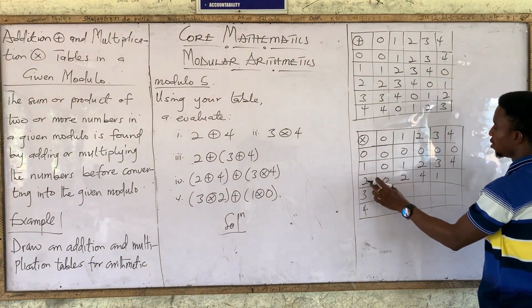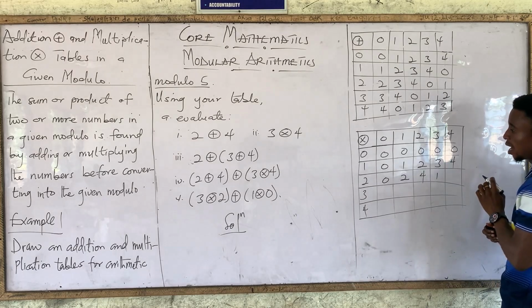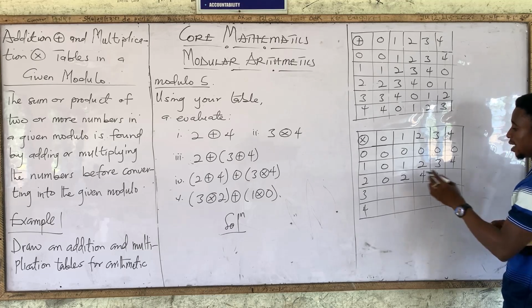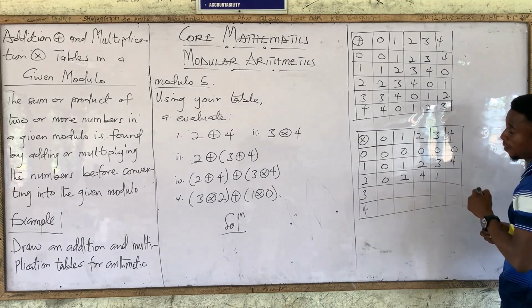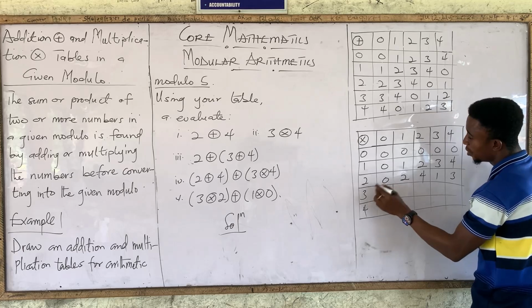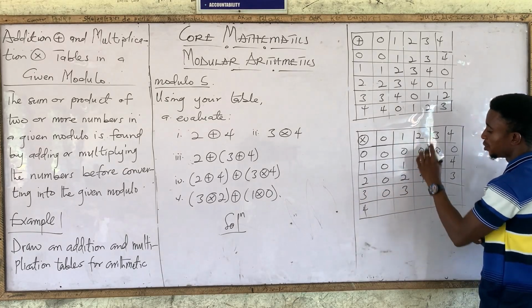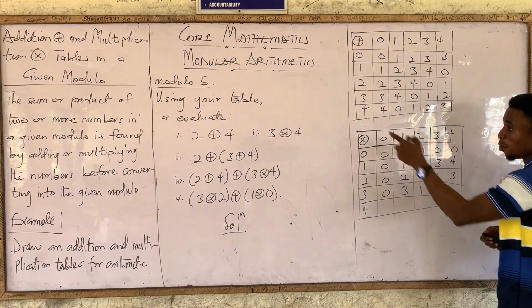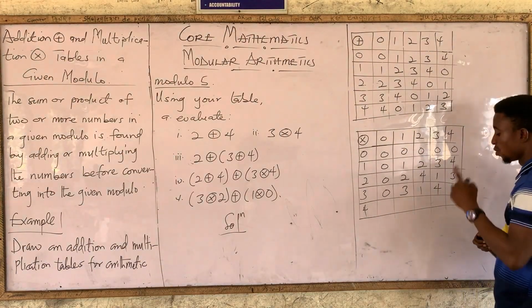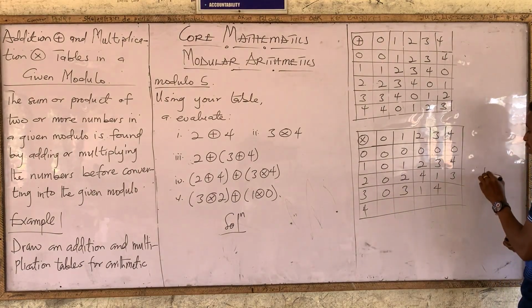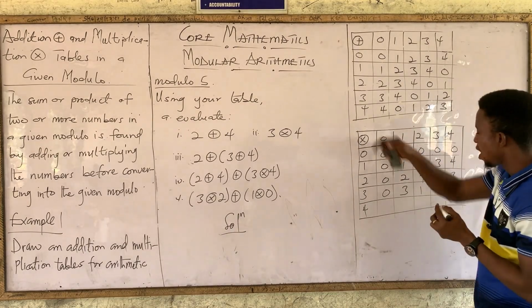Then I have 2 times what? 4, which is what? 2 times 4, which is 8. Then 8 in mod 5, that one is also getting you what? 3. Okay, then 3 times 0, 0, 3 times 1, 3, 3 times 2, the same thing, 6, so 1, 3 times 3, 9. So 9 in modulo 5 is also what? 4. Then 3 times 4 is what? 12.